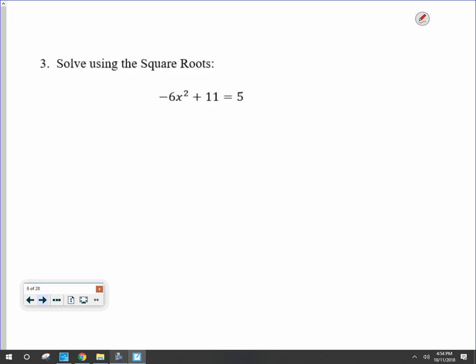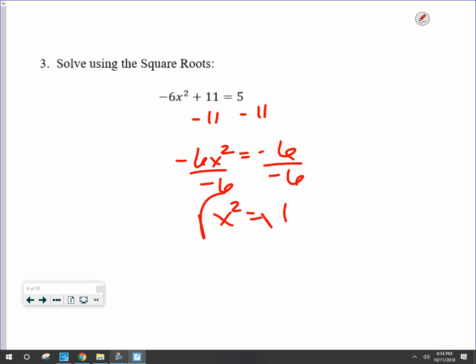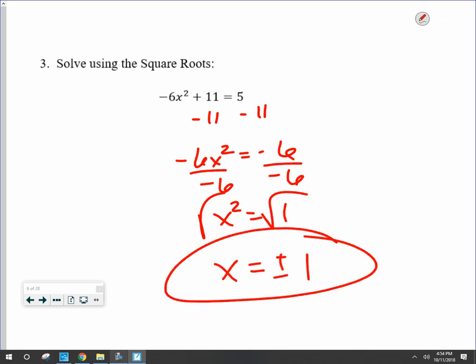Next one, using square root properties, subtracting 11 from both sides, dividing by negative 6, and taking the square root. Remember, anytime you take the square root of both sides, you will always get a plus or minus answer. Do not forget to have the plus or minus answer when doing the question.